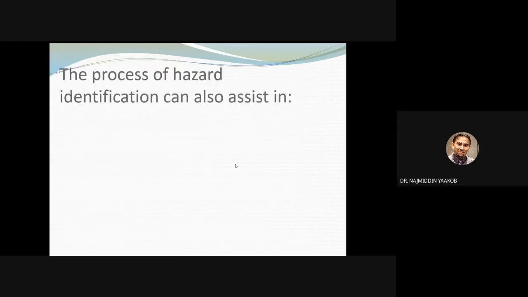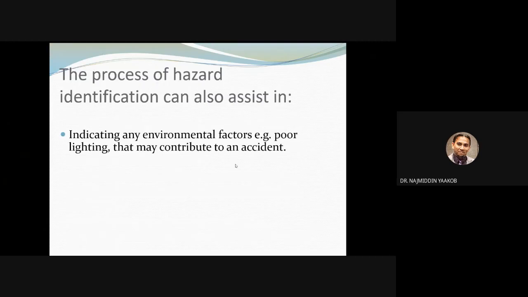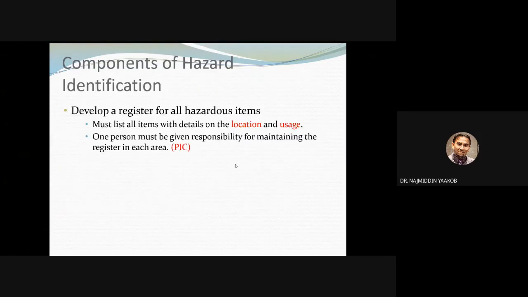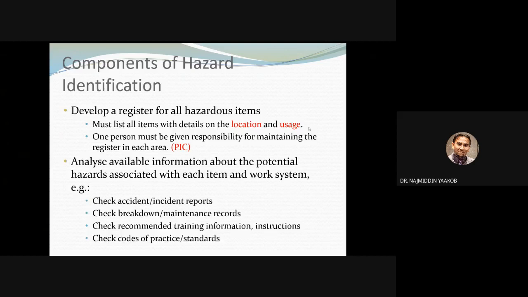So the process of hazard identification can indicate any environmental factors, determine methods for ongoing monitoring, and highlight any training which is required. The component of hazard identification is listing all items, for example, the location and the usage of each of the equipment, and identifying the person in charge for each of the equipment.